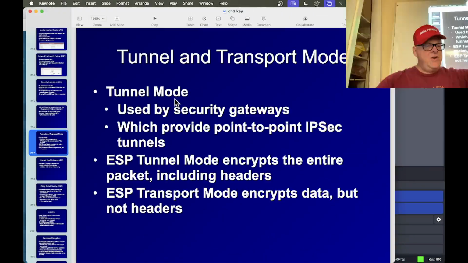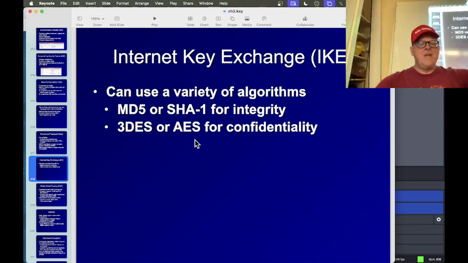There's a tunnel mode used by gateways, encrypting the entire packet, and there's a transport mode that encrypts the data but not the headers. And it's very hard to understand why you have these two modes. Bruce Schneier came out and said, you should just use tunnel mode all the time. And why do you even have this other mode where you don't do as much encryption? Anyway, so you do the internet key exchange using a variety of algorithms.